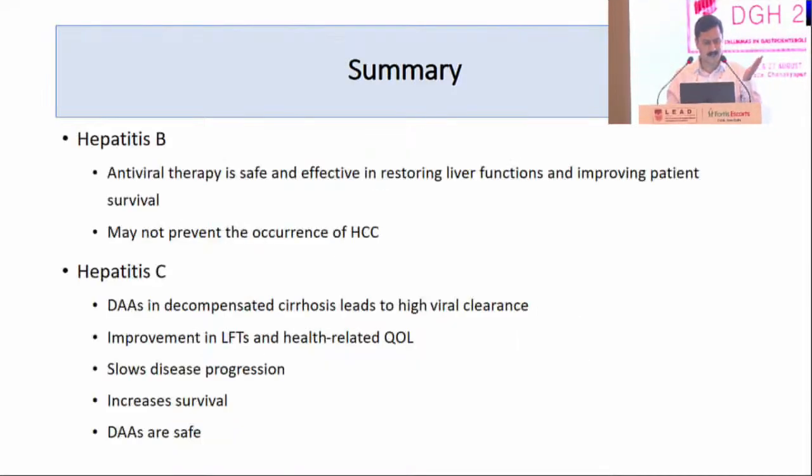So let me just summarize. Hep B antiviral therapy is safe and effective in restoring liver functions and improving patient survival. This may not prevent the occurrence of HCC in decompensated cirrhosis. And in Hep C, DAA in decompensated cirrhosis leads to high viral clearance. It improves the liver functions and health-related quality of life, but not to an extent that they might escape transplant. It might slow the disease progression, improve survival, and we all know that DAAs are very safe.